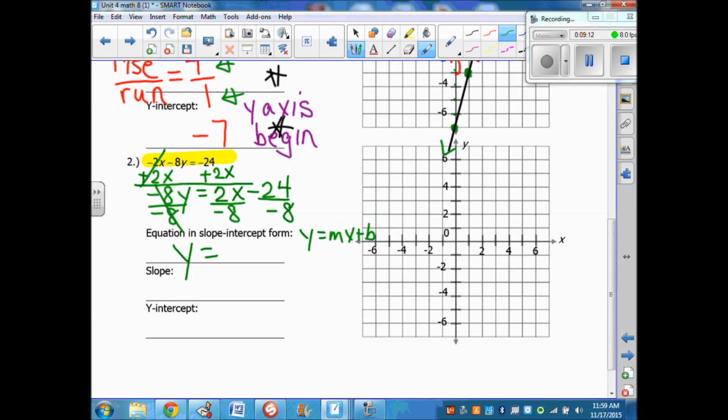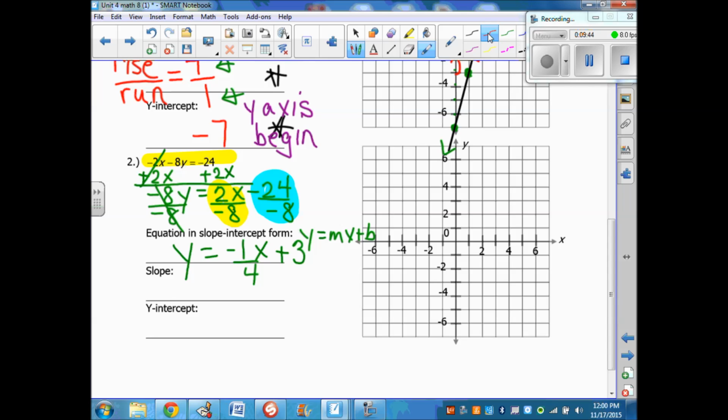Now, simplify that -2/8x, and that simplifies to -1/4 x. And then again, simplify -24 divided by -8, which gives you +3. So now you can take a look. We have y is isolated equal to mx plus b.